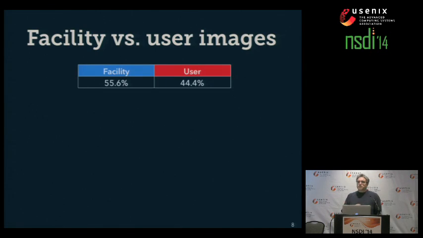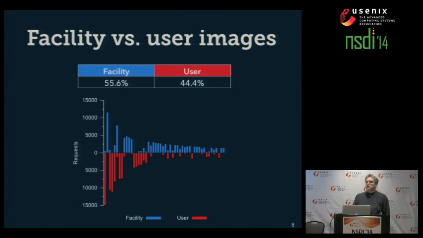So let's start by looking at a very basic statistic, which is how many of those requests are for images that the facility provides versus that the users created themselves. And you can see it's relatively balanced, with about 55% of those requests being for facility images. And it's kind of interesting to look at the behavior of the heaviest users.